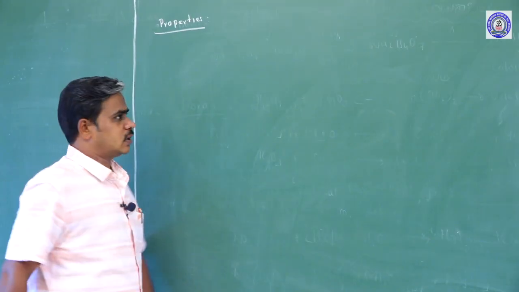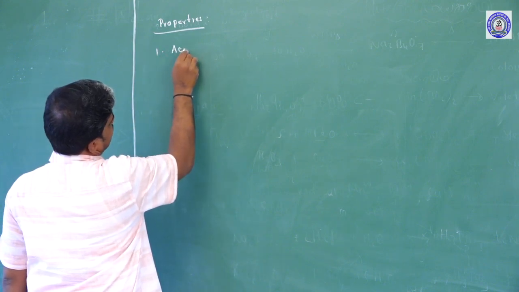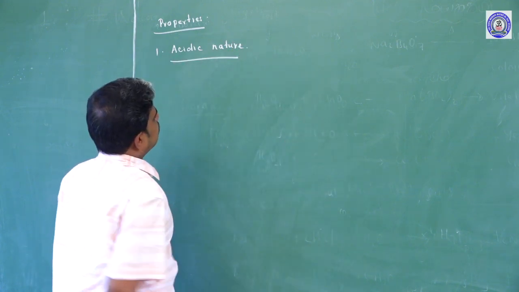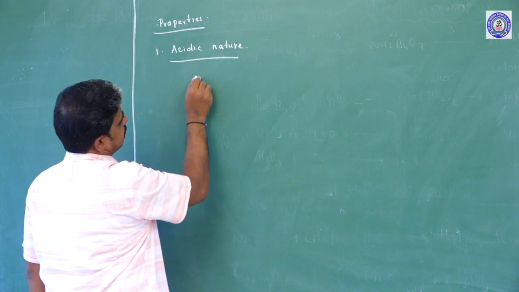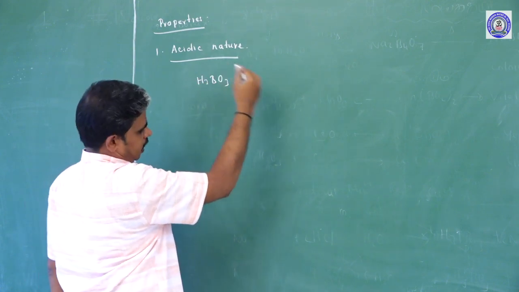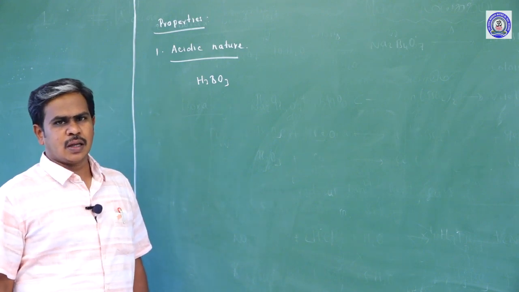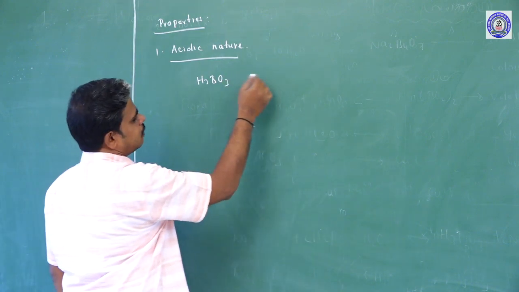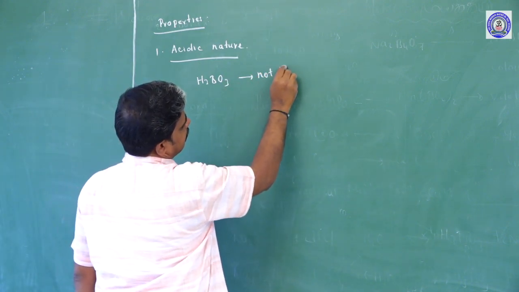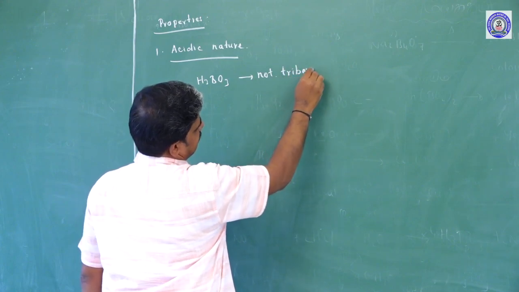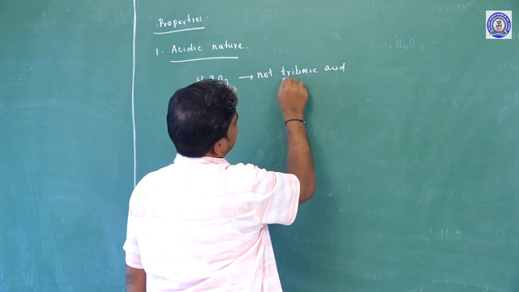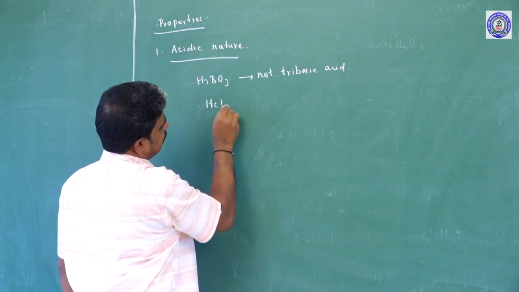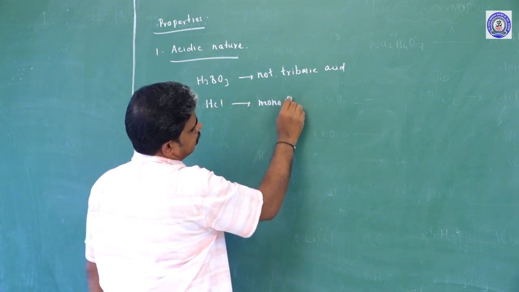Properties of boric acid. The first property is acidic nature. You know that boric acid is H3BO3. Do you think boric acid is a tribasic acid? It is not a tribasic acid. What do you mean by tribasic acid? It produces 3 protons. For example, we may take HCl, which is a monobasic acid.